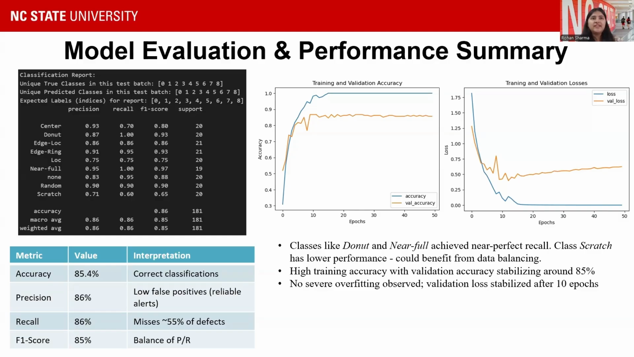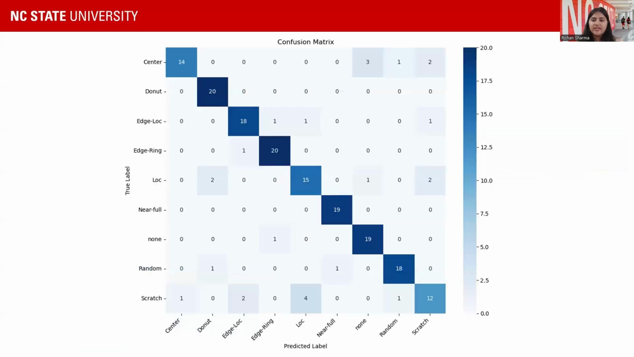Here we see that the training accuracy is reaching over 95%, and the validation accuracy is reaching over 86%, and they're stabilizing after 10 to 15 epochs. The same goes for the training and validation losses. So what we can conclude from this is that no severe overfitting is observed. So this is our confusion matrix. And as you can see, some classes are performing well, while classes with complex patterns are not performing that well.